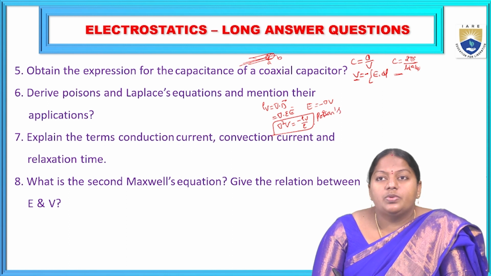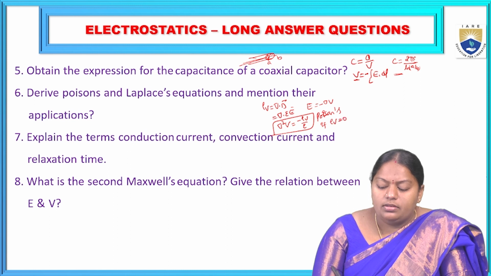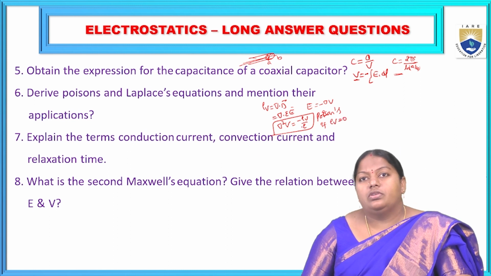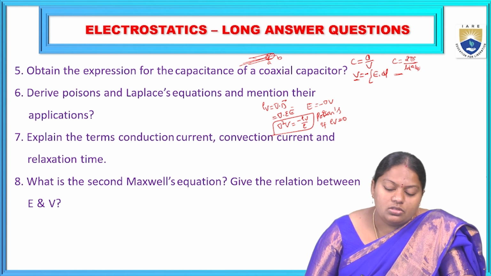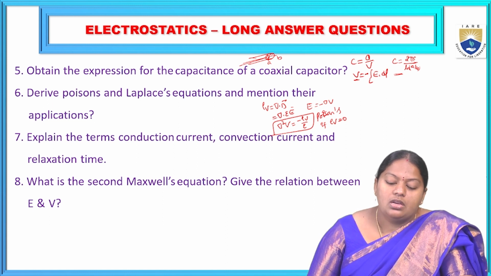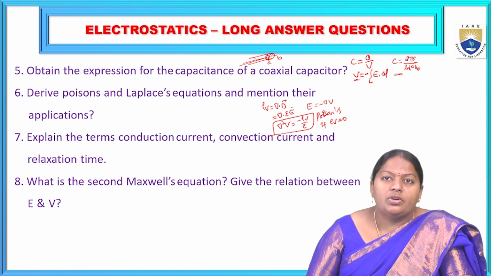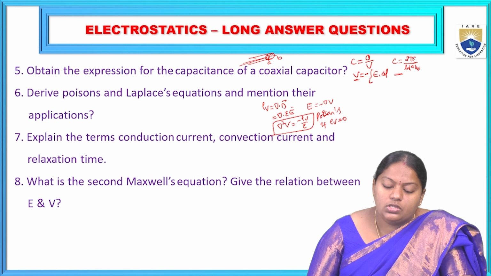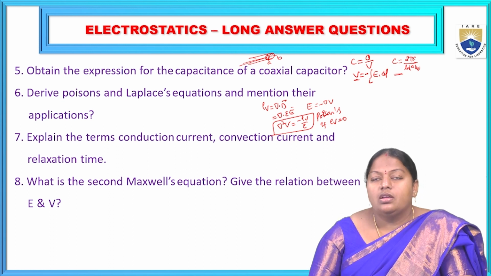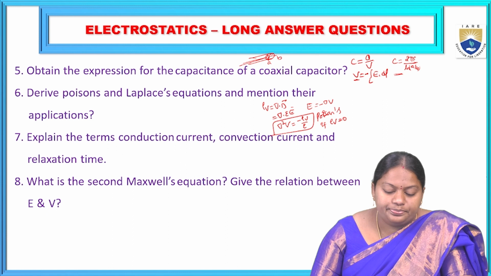As a special case of Poisson's equation, if rho v equal to 0, then del square V equal to 0 is said to be Laplace's equation. Among the applications of these equations, to find the electric potential, which is a second order differential problem, we need to use either Laplace's or Poisson's equation.